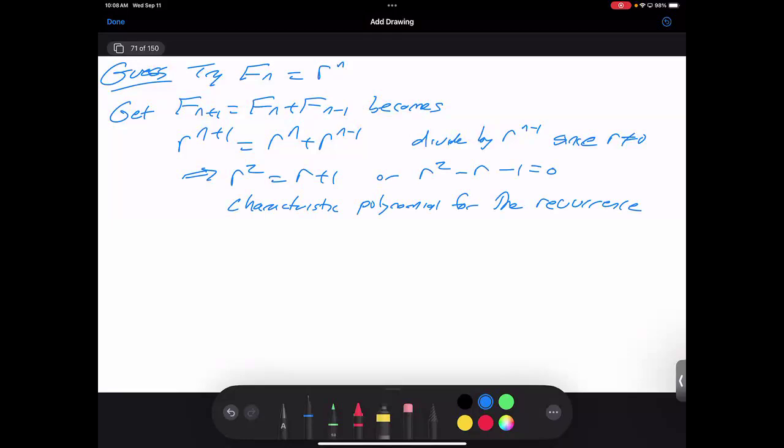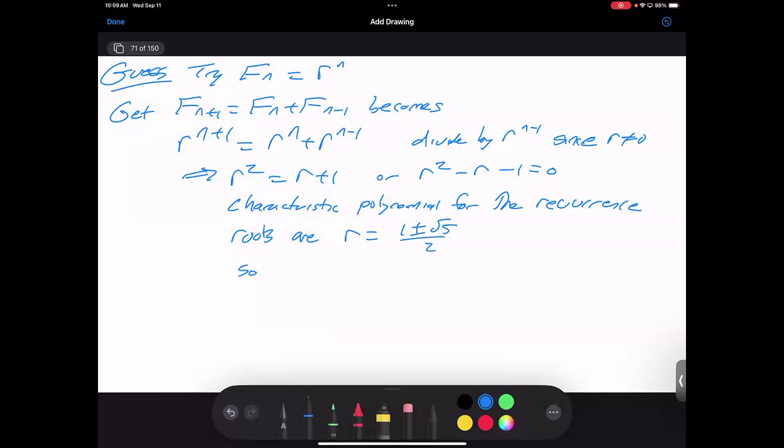How would we solve this? Quadratic formula. What else could we do? We could try to factor it. Unfortunately, this does not have nice integer roots. It does not have nice rational roots. So we need to use the quadratic formula. That's not so bad, right? And so if we want to solve r squared minus r minus 1, this is just your ax squared plus bx plus c. A equals 1, b equals -1, c equals -1. So we get the roots. r equals 1 plus or minus the square root of 5 over 2.